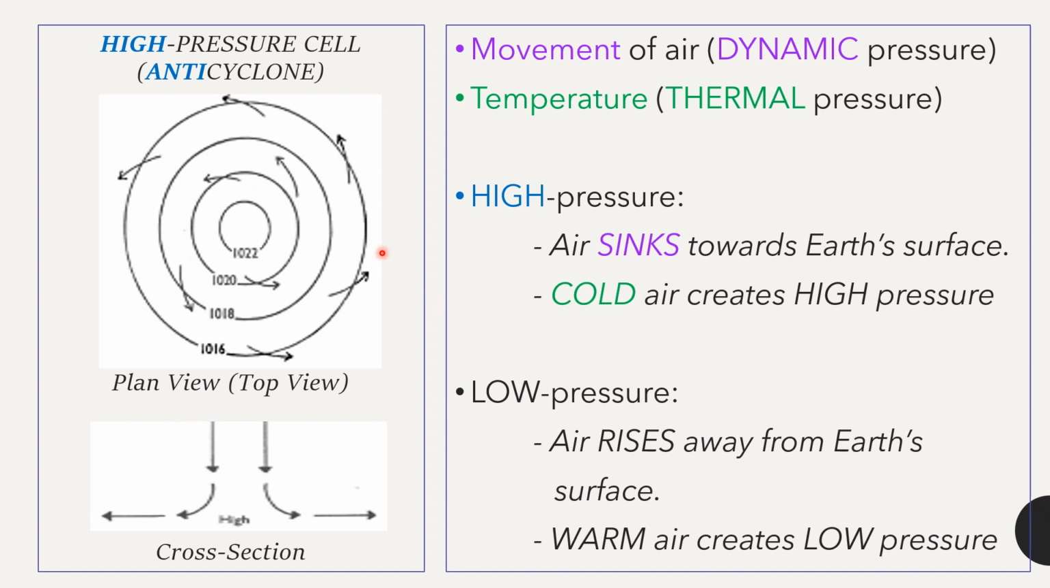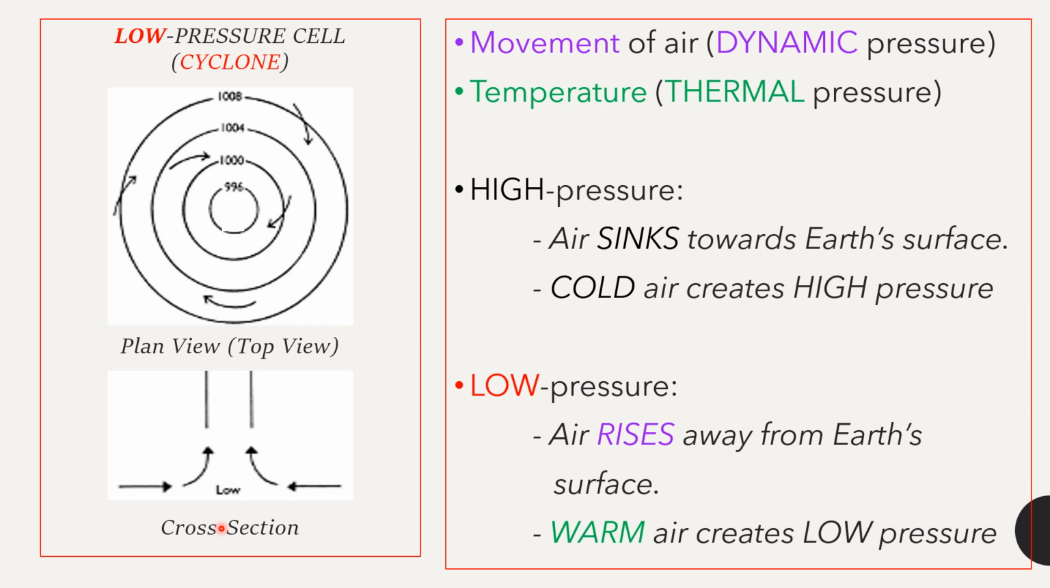The following high pressure cell, also called an anticyclone, you would be able to identify on a synoptic weather map with the letter H at the center. However, if the H is missing from the cell, you will be able to pick up that it is a high pressure cell by looking at the values of the isobars. With a high pressure cell, the values of the isobars become higher as they increase towards the center. In simple terms, in a high pressure cell, the highest pressure is found at the center of the cell.